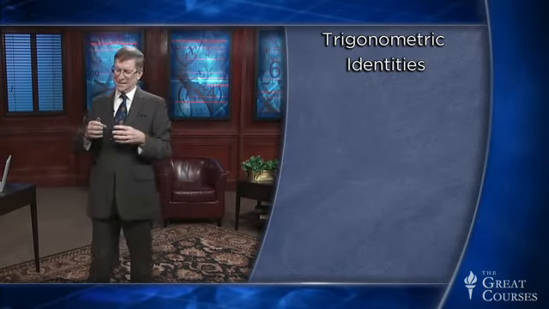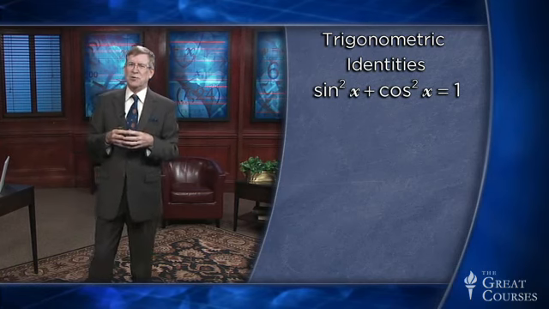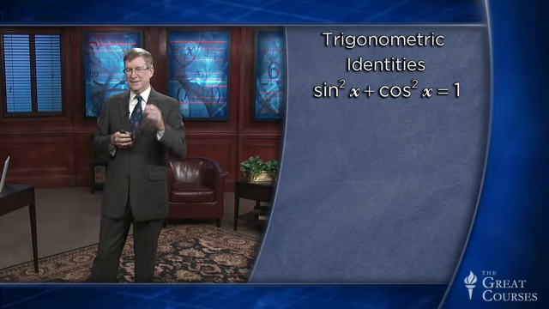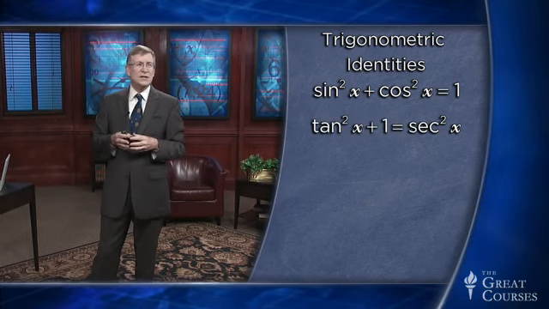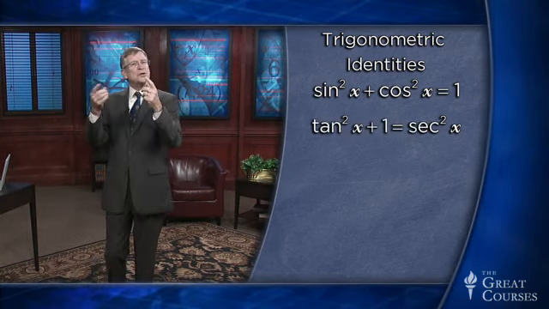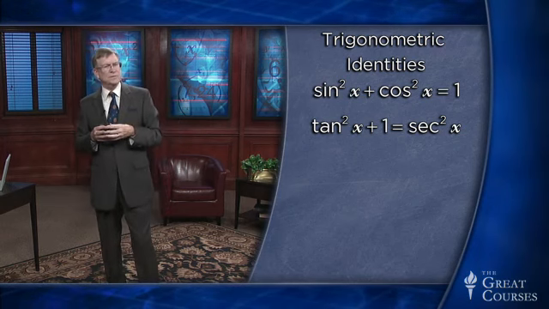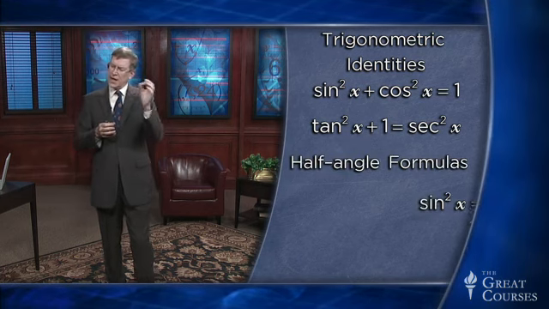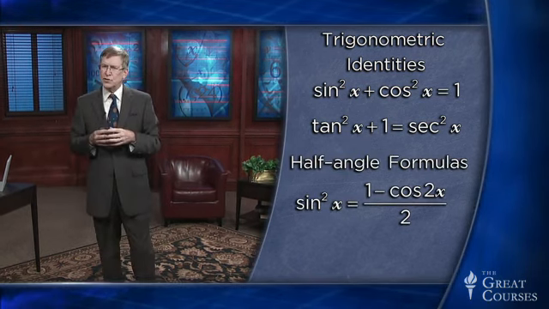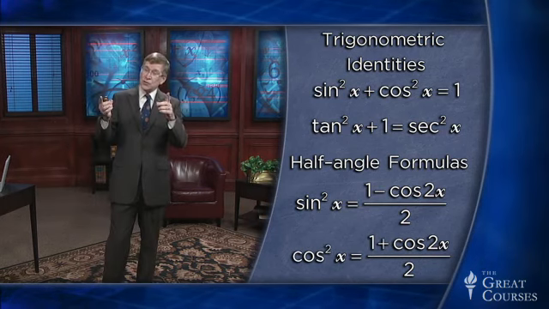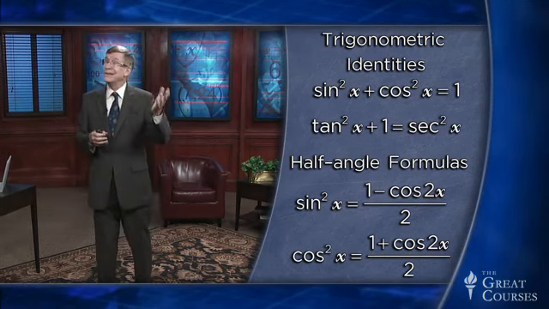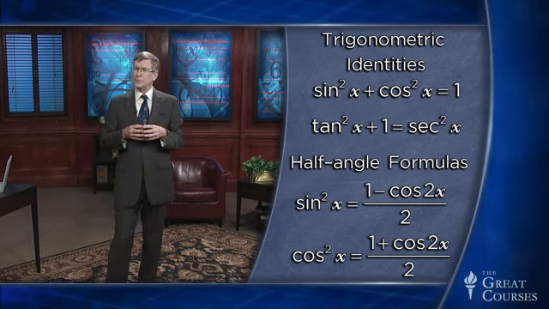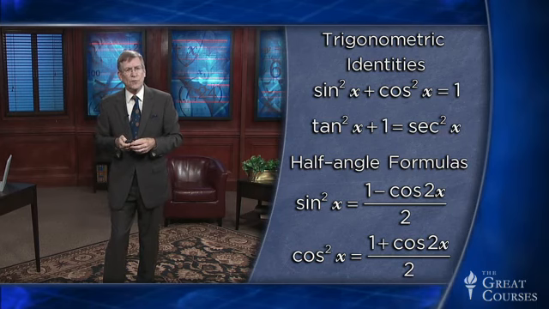The fundamental identity is sine squared x plus cosine squared x equals 1. We'll use that quite a bit. And we'll use a related identity: tangent squared plus 1 is secant squared. Here are 2 more identities you might not have seen before that will be important for us. These are called the half-angle formulas. Sine squared x equals (1 minus cosine 2x) over 2, and cosine squared x equals (1 plus cosine 2x) over 2. We'll use these again in some subsequent lectures, and I'll remind you what those formulas are.